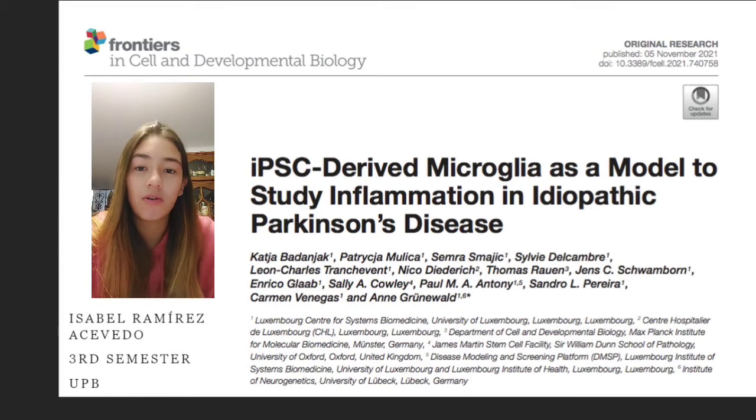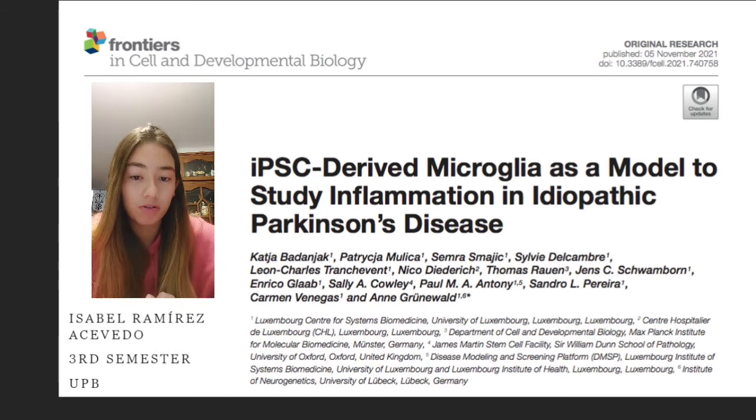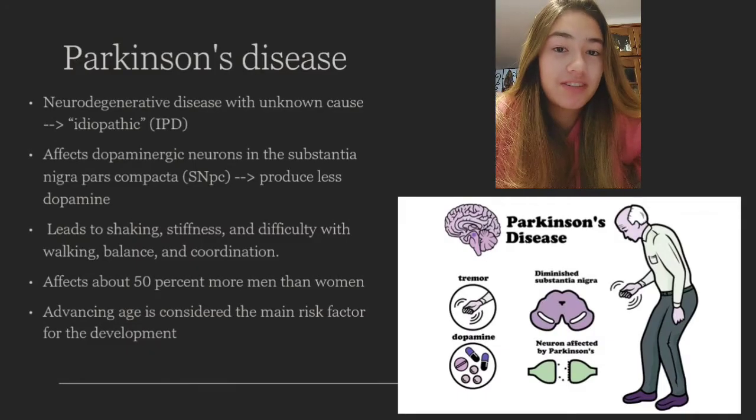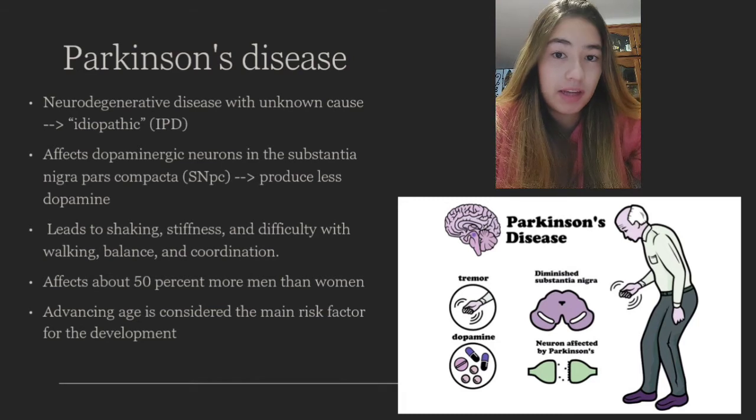I am in third semester of medicine at the Pontifical Bolivariana University, and today I'm going to talk about iPSC-derived microglia as a model to study inflammation in idiopathic Parkinson's disease. So, what is Parkinson's disease? It is a neurodegenerative disease with unknown cause. That is why it is considered idiopathic.